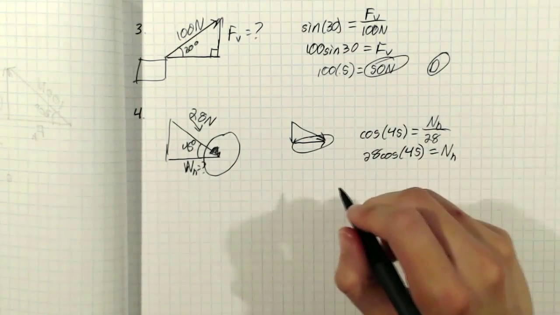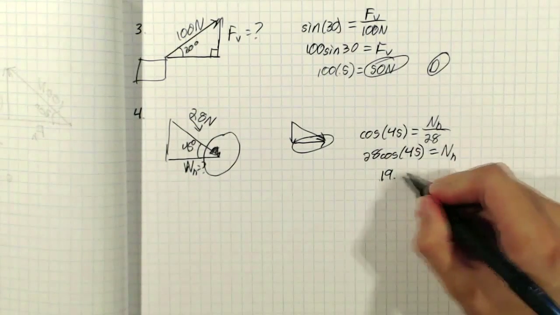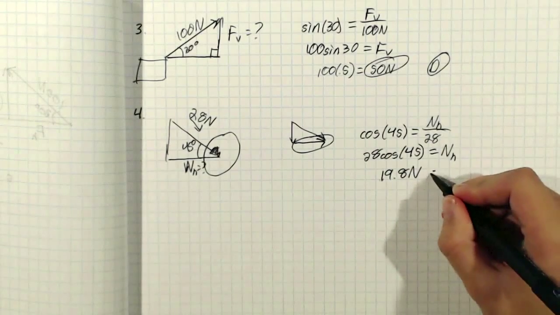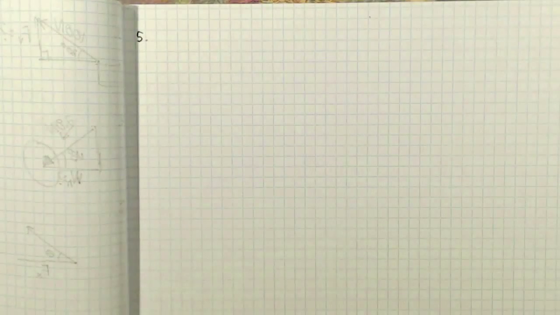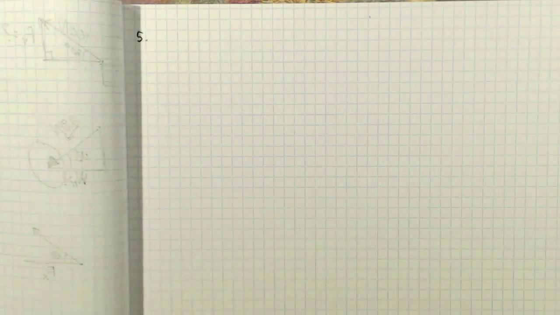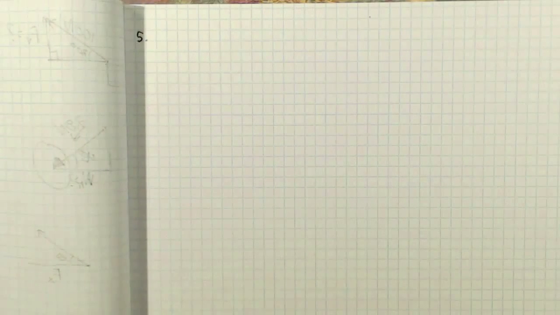And if you plug it into your calculator, you're going to get 19.8 newtons, which is C. The next question is question 5, which reads, the diagram below represents a constant force F acting on a box located on a frictionless horizontal surface. As the angle theta between the force and the horizontal increases, the acceleration of the box will.